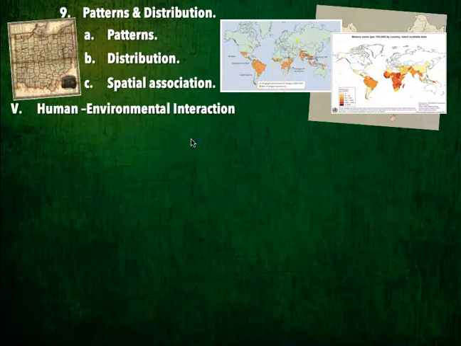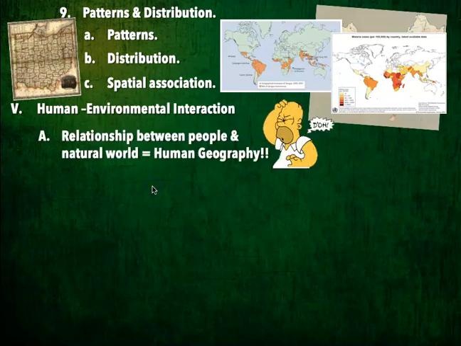Okay. Human environmental interaction. Okay. This gets a little bit more into the heart of what human geography really is. So the definition I have for you on your sheet gets at this idea about exchanges and interactions between humans and the natural world. I mean, nothing says human geography as much as that does. It looks at that dual relationship between us and the natural world that we live in.